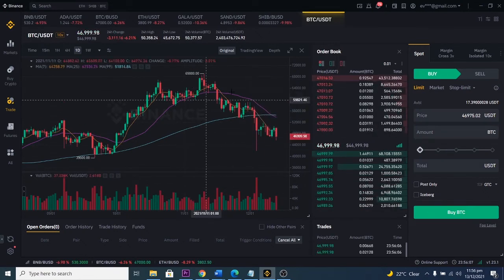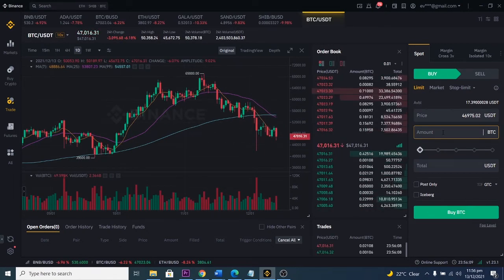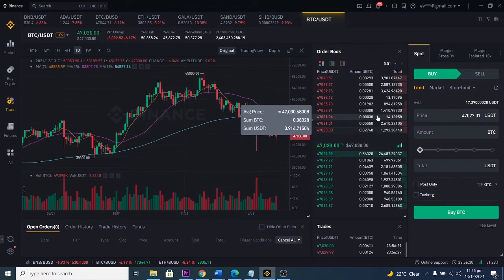Now I want to buy BTC, so I have to choose a price. This is the current price, 46975, but it has even changed right now, so I can choose another price. It has changed again, 47027, but this is the current price right now that you see on red here. This is the current price, 329.99.